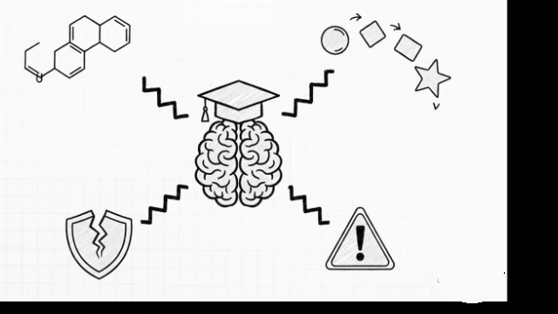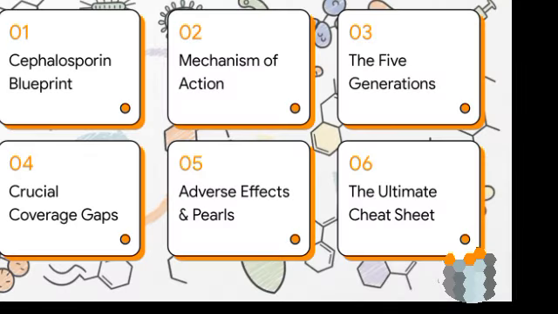We're going to cover their unique chemistry, march right through all 5 generations with mnemonics you'll actually remember, and we'll spotlight those high-yield coverage gaps and side effects that are practically guaranteed to pop up on your board exams and in your clinical practice. So here's our game plan. We'll start with the structure, get into the mechanism, conquer all 5 generations, learn their big weaknesses, cover the must-know safety pearls, and then wrap it all up with the ultimate cheat sheet. Okay, let's get into it.